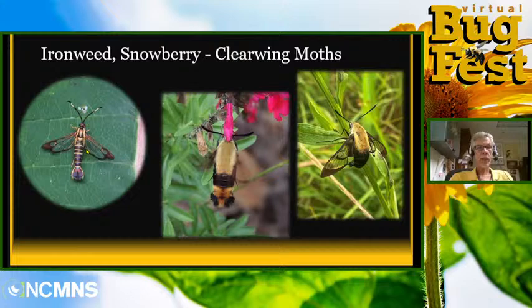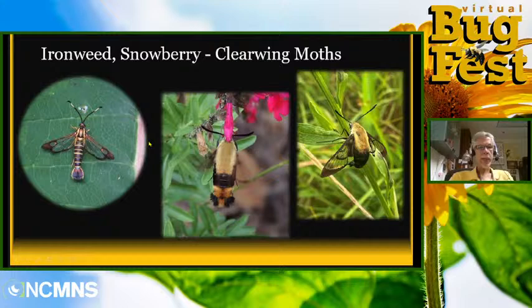But once I read up on this, I understood that the female moth lays her eggs at the base of the plant, and the larvae, after they hatch, crawl down into the ground and feed on the roots of the ironweed. So it kind of kills the plant, but you know, again, a whole circle of life. So I just plant some more ironweeds in the yard and everybody's happy.